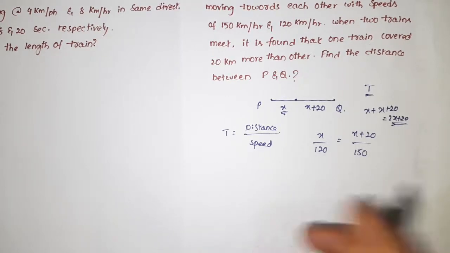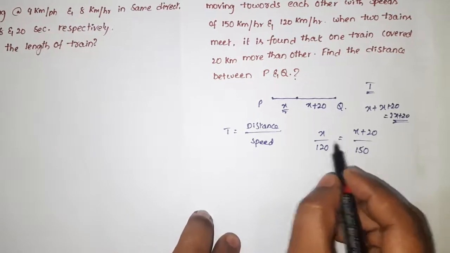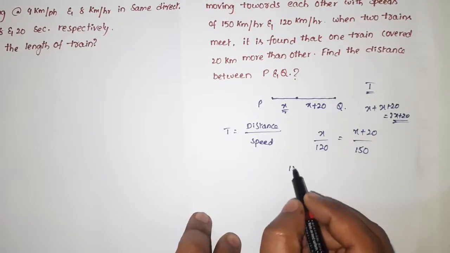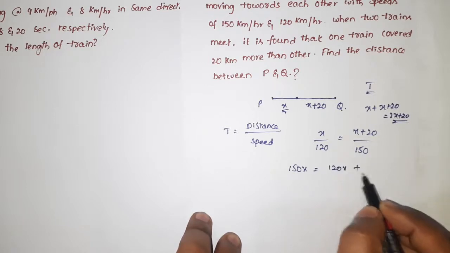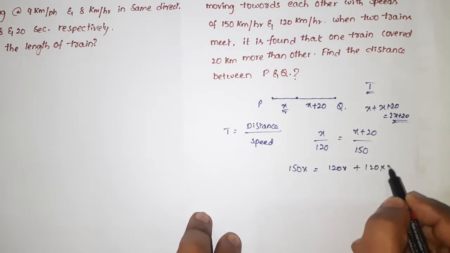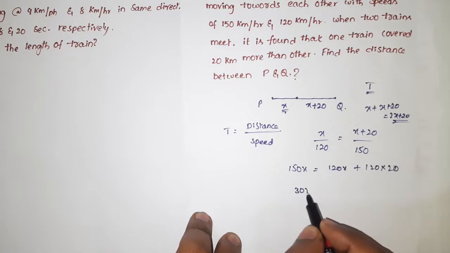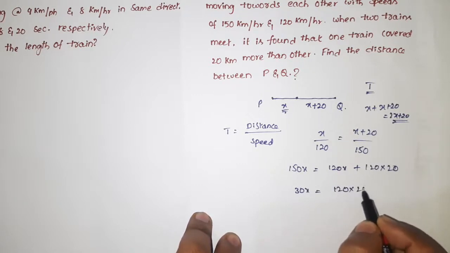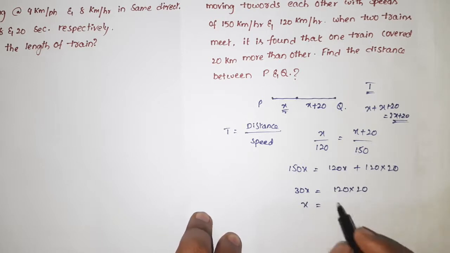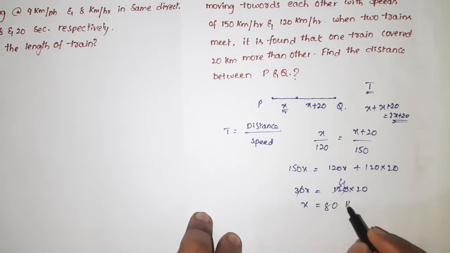So let us solve for x. When we cross multiply that, 150x equal to 120x plus 120 into 20. So 30x is equal to 120 into 20. So x value is 80. So x is 80 km.